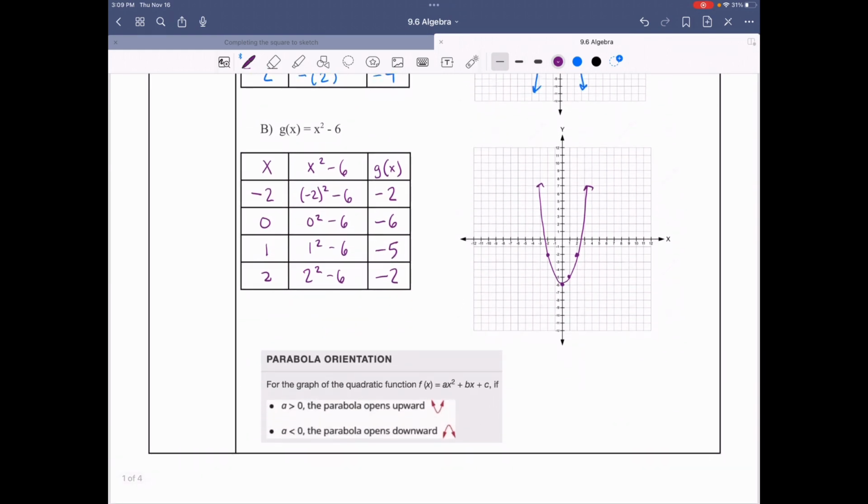Remember that parabolas can open upward or downward, and that's based on if the a is positive or negative. So if a is greater than 0, which means that the number in front of x squared is positive, then it opens upward. If a is negative, then the parabola opens downward. That's all that box is saying. So turn your page when you're ready.